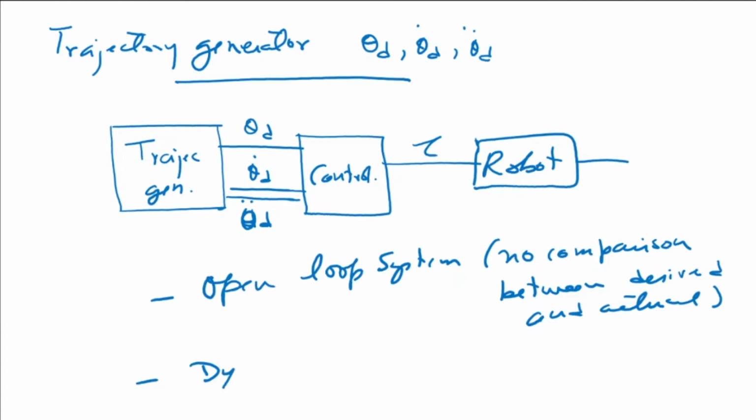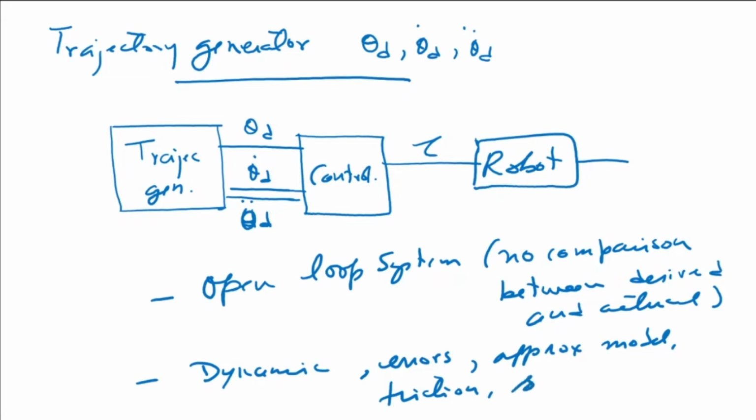Because the dynamic model will have errors. The dynamics will not be very accurate; it will be an approximate model. Plus a lot of things are not modeled, for example friction and stiffness. All these things will start coming into the picture, and the torque that you have computed based on your desired trajectory may not be correct. It will not be exact.